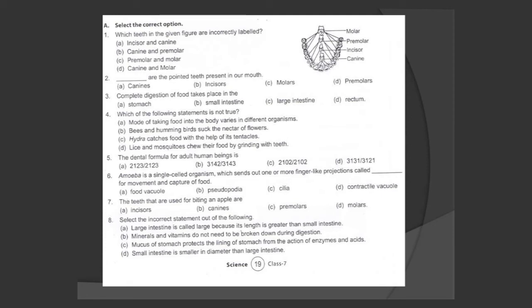2123, 2123 only. This is incisors, canine, premolars and molars, upper jaw and lower jaw. Option A. Question 6.